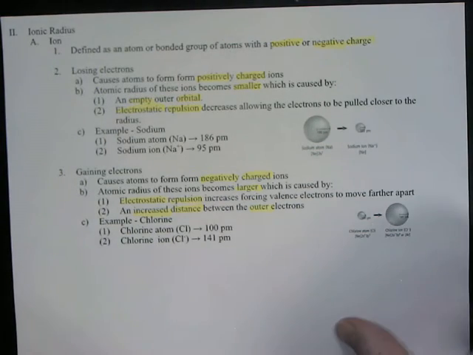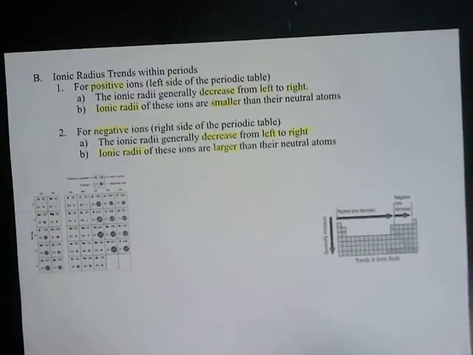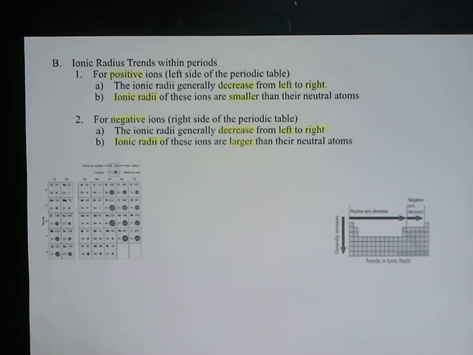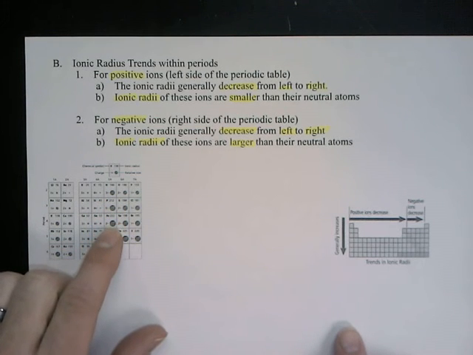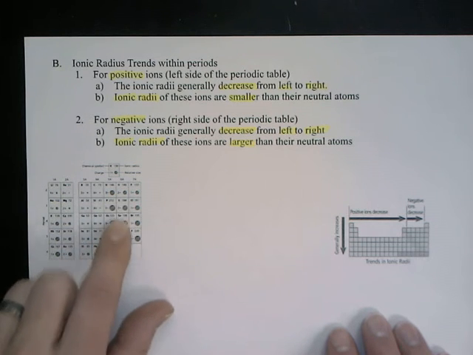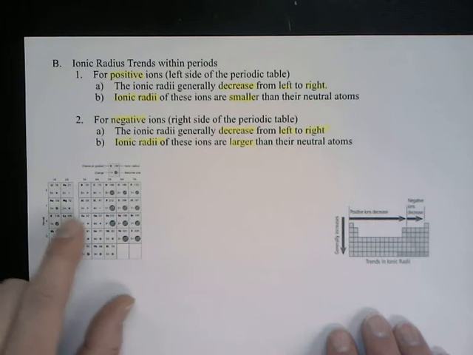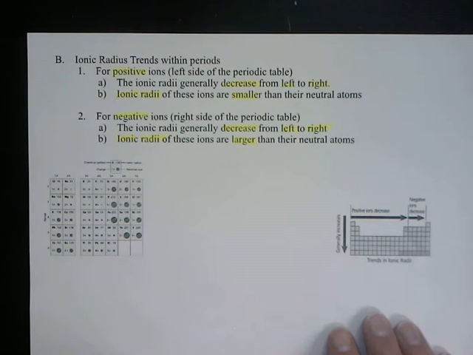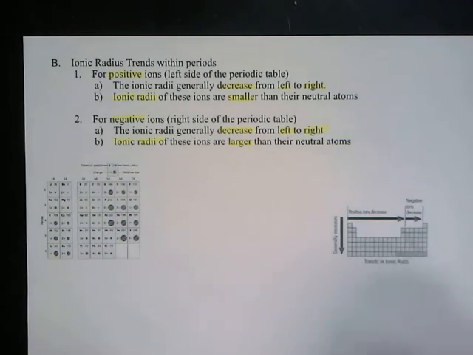So now we have to talk about the trends within the periods of ions. As we talk about positive ions, as we move from left to right, the ionic radius is going to get smaller, again because of more positive charge in the nucleus. And then for negative ions, we have the same trend, but I just want to point out here that the atoms that gain a negative charge are much larger than those that lose electrons. So keep that in mind as we talk about this.